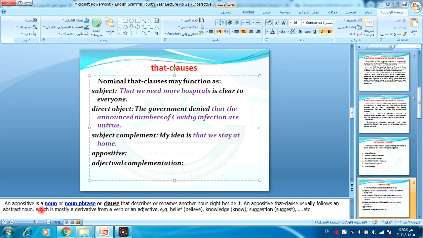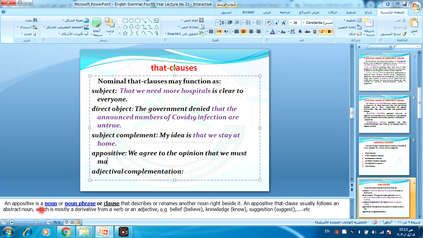It functions as an appositive, like for example when we say, we agree to the opinion that we must maintain social distancing. Okay?